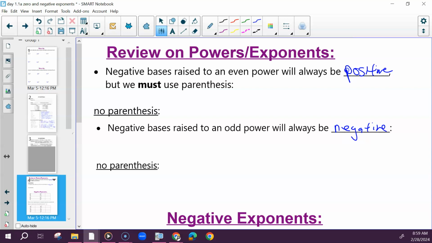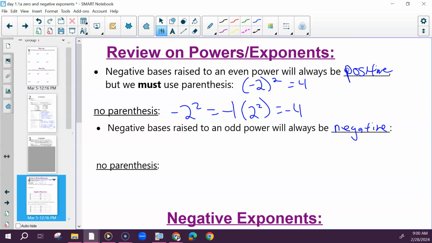So if we had some example, let's say our negative base was negative 2, and I raised it to some even power like 2. And I'm using parentheses. Because we're using parentheses, that would be negative 2 times negative 2, which would give us a positive 4. But if we weren't using parentheses, this would be the same as saying negative 1 times 2 squared, which would give us a negative 4. So we have to use parentheses, especially in the calculator.